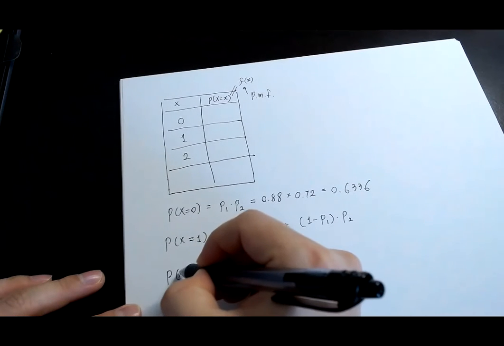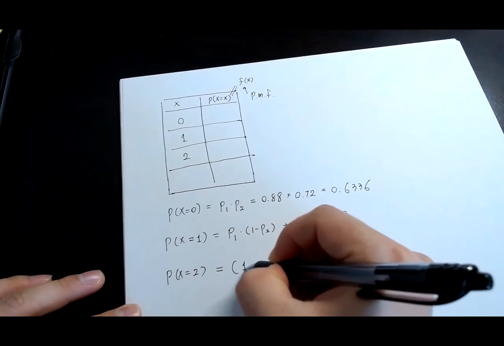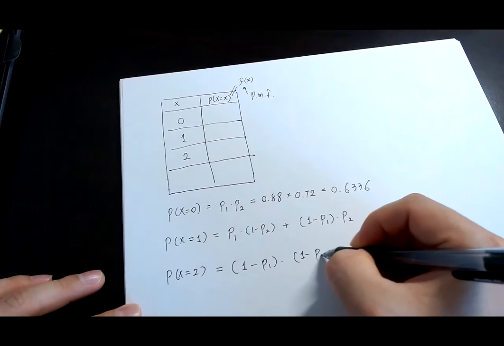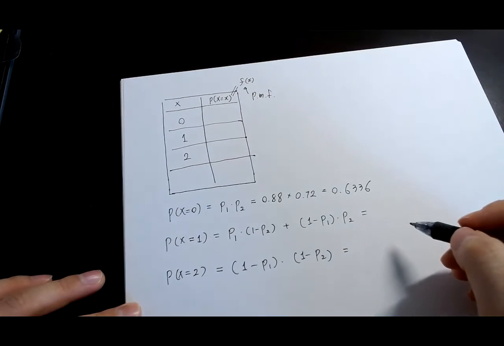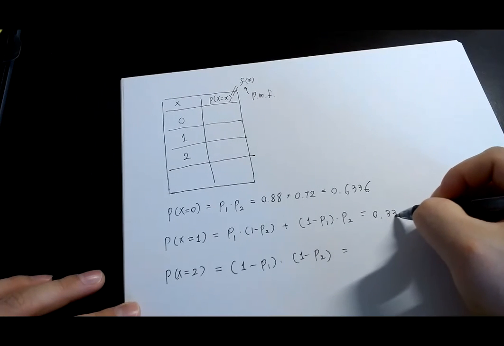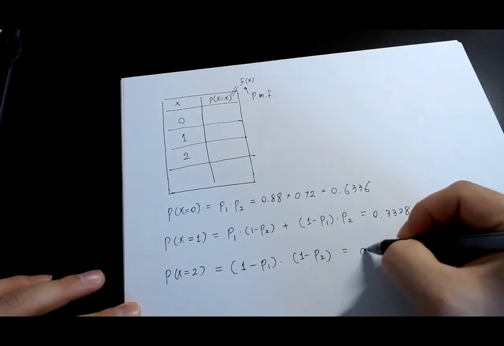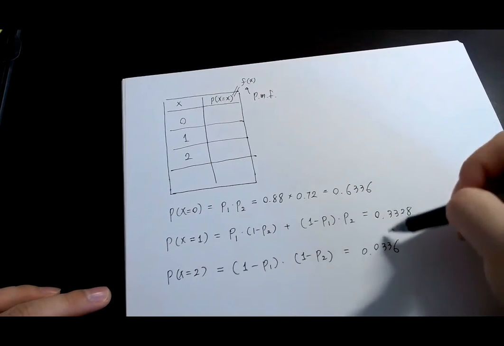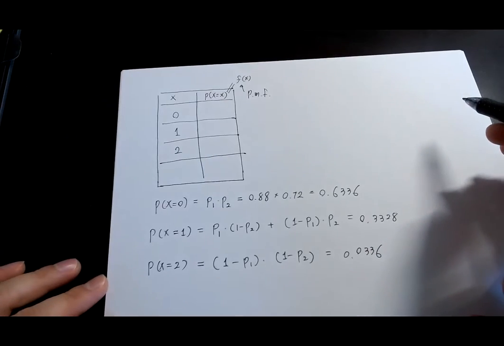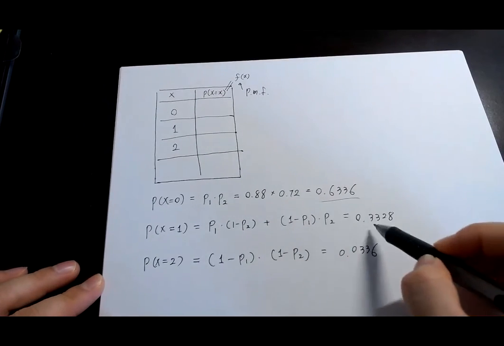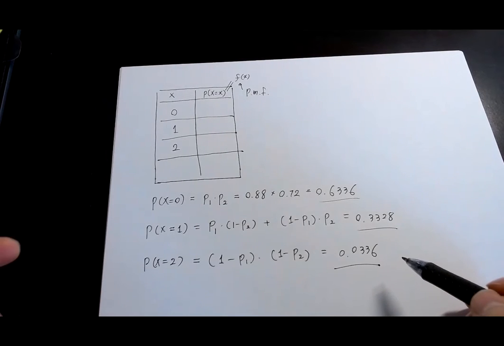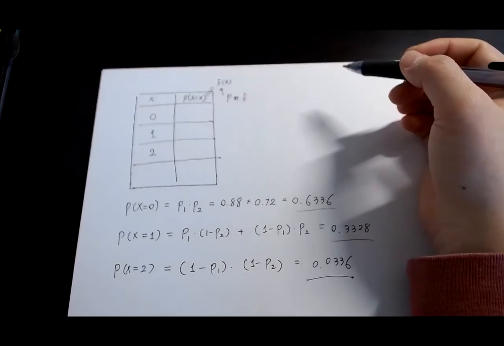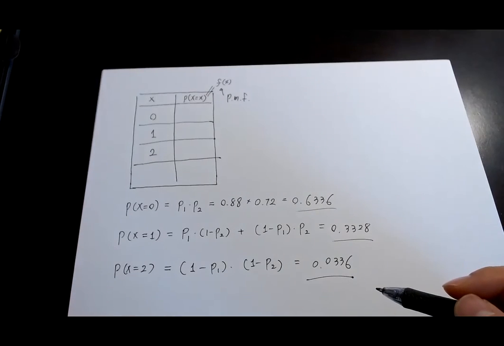The probability that X equals 2 is going to be 1 minus P1 times 1 minus P2. So this is going to be 0.3328, and it's going to be 0.0336. Now we copy these numbers into the table. But by the way, you need to make sure that the sum of all probabilities in the probability distribution must equal 1. Please check that.